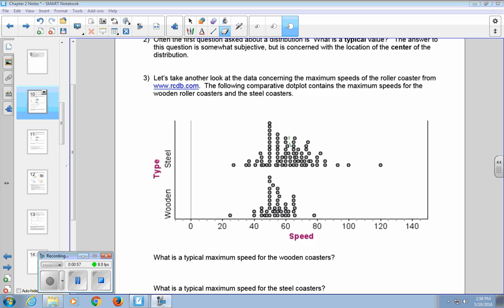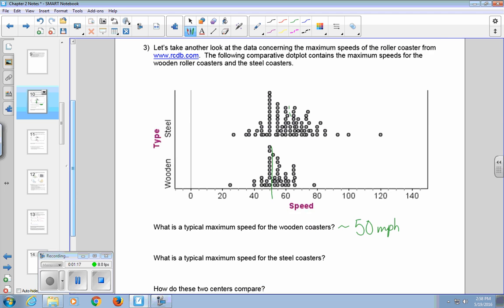All right, so our first question, what is a typical maximum speed for the wooden coasters? Well, typical, again, something in the middle, something towards the center. So if we look at our wooden coasters, you might pick something around 50 miles per hour. You may have something a little bit different, and that's okay. Right now, again, it's somewhat subjective. And what's a typical maximum speed for the steel coasters? If we look at the center of the steel coasters, looks like maybe somewhere around 60 to 65 miles per hour. So I'll put 65 miles per hour for right now.